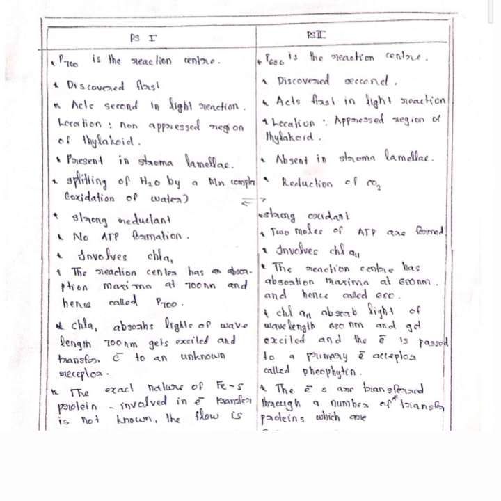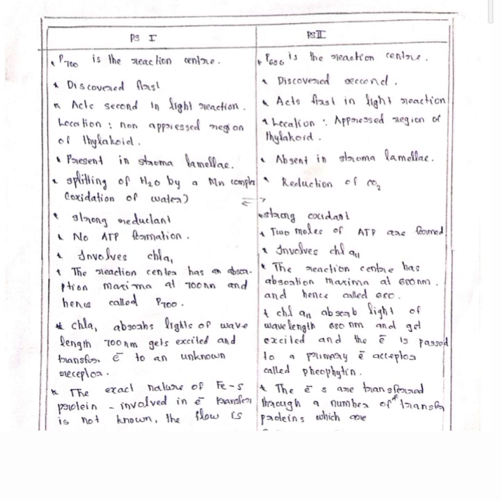What are the major differences between PS1 and PS2? In PS1, P700 is the reaction center. In PS2, P680 is the reaction center. PS1 was discovered first and PS2 was discovered second. PS1 acts second in the light reaction, and PS2 acts first. Location of PS1 is the non-appressed region of thylakoid, and PS2 is located in the appressed region of thylakoid. PS1 is present in the stroma lamellae, PS2 is absent in the stroma lamellae.